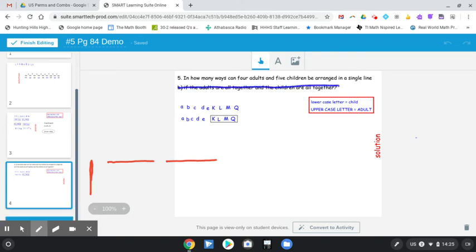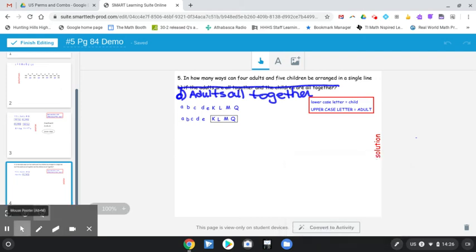Might even be best just to look in your book here because I did this in a rush. So here we're looking at, for C, if the adults are all together. Oh, sorry, I'm on D. Hang on here, folks. Our final one, if the adults are all together. All right, so what this does in this one, it changes our group by a bit.